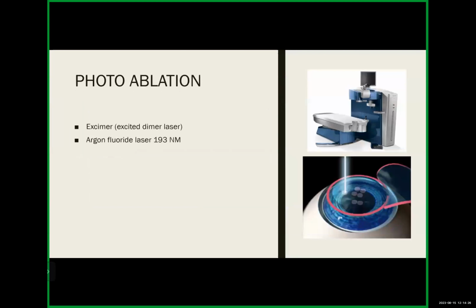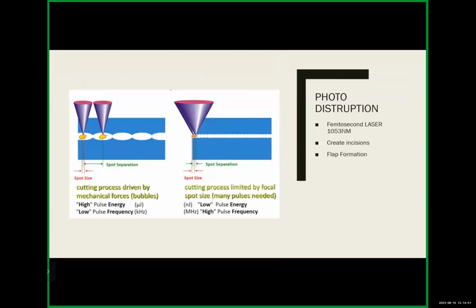In photoablation, there is ablation of corneal tissue by breaking the carbon-carbon and carbon-nitrogen bonds with the excited dimer, that is the excimer laser. The argon fluoride laser is the excimer laser, with a 193 nanometer wavelength. In photodisruption, it is the femto laser.